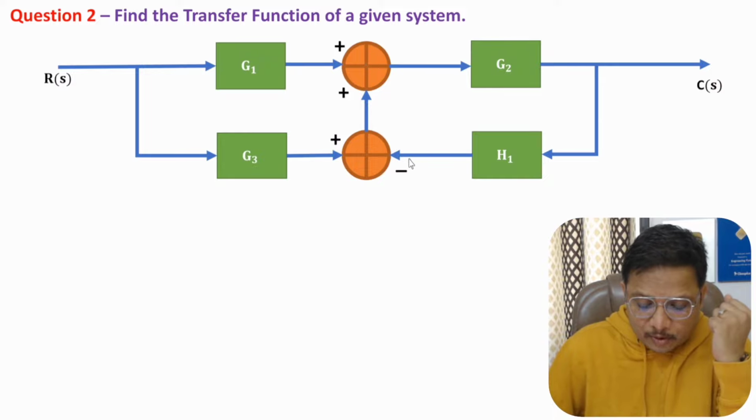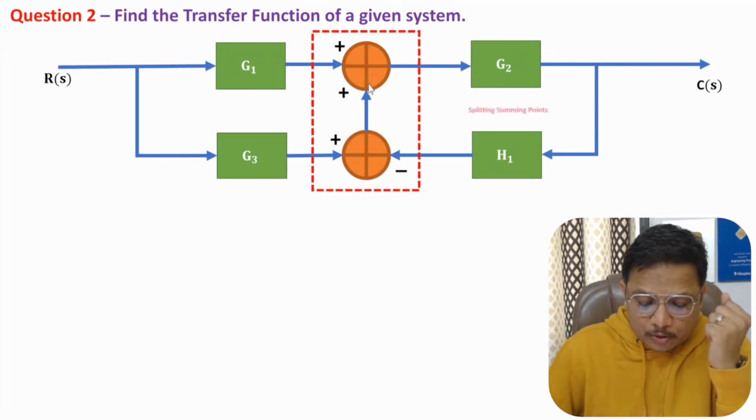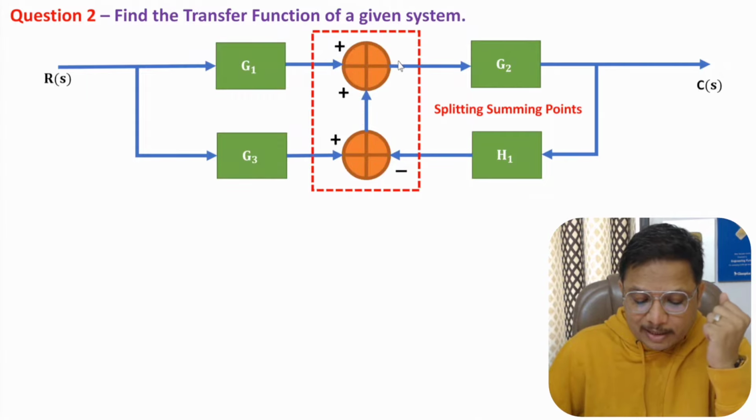Now if you observe this feedback, and this is forward direction, see this is forward direction and this is feedback, right? So here we have a feedback that is having -2 plus polarity, and here we have forward path that is having +2 plus polarity. So -2 plus means minus polarity. So here you can add one summing point and here you can add another summing point.